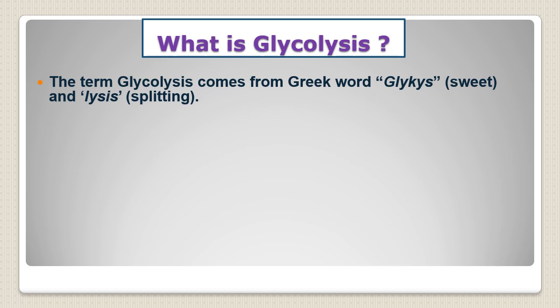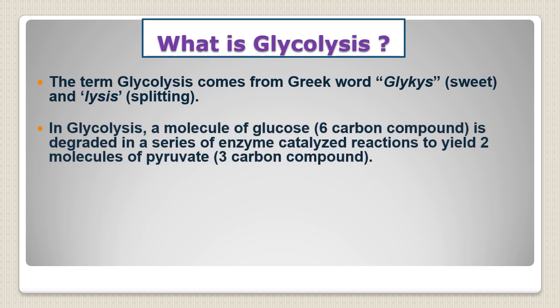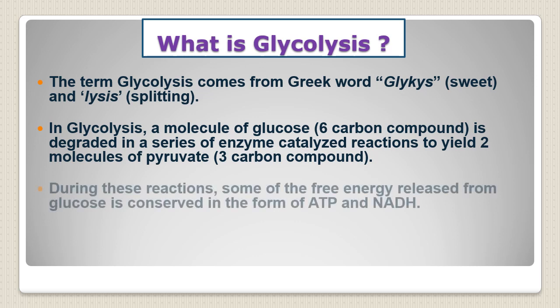Since glucose is the most widely available sugar in our cell, glycolysis is the breaking down of the glucose molecule. And here is the definition: it is the process where a molecule of glucose, a 6-carbon compound, is degraded in a series of enzyme-catalyzed reactions to yield 2 molecules of pyruvate, which are 3-carbon compounds. During these reactions, some of the free energy released from glucose is conserved in the form of ATP and NADH.